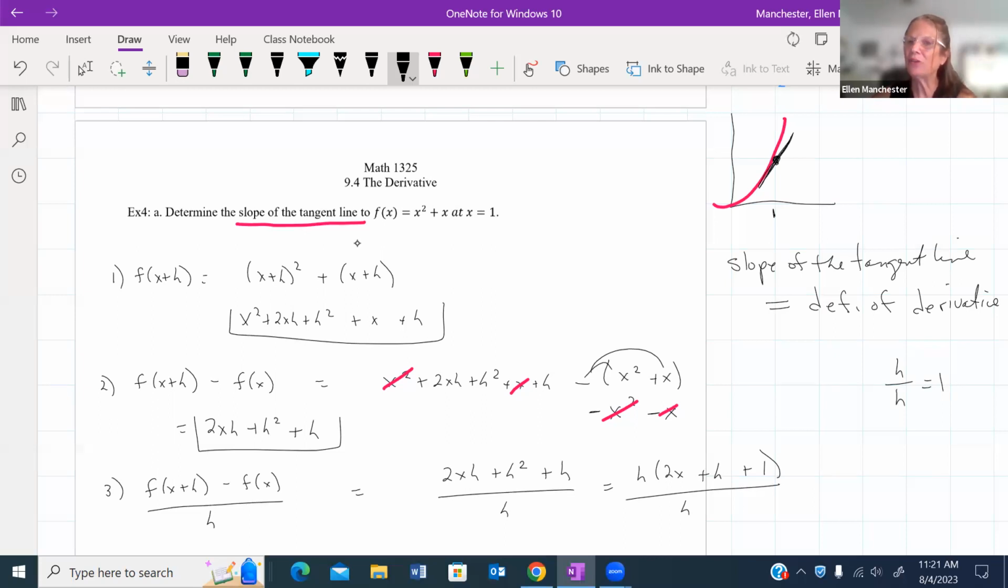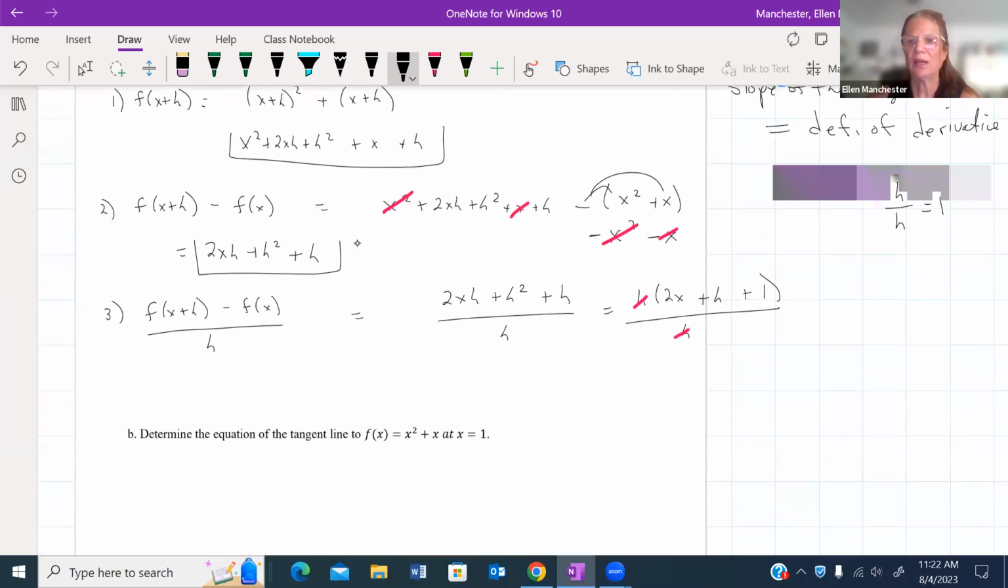All right. Now, if you aren't sure, you can always double check by distributing that h back through, and it should take you back to your original. So h times 2x is 2xh. H times h is h squared, and h times 1 is h. So you should be able to go back and forth and see that. All right, so I can cancel my h's, and I get 2x plus h plus 1.